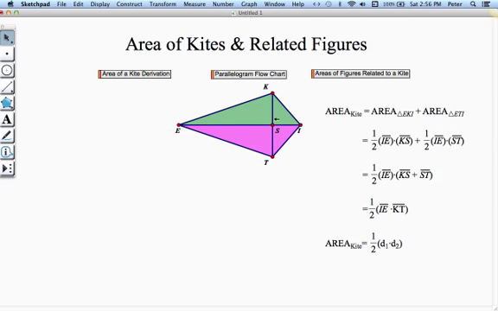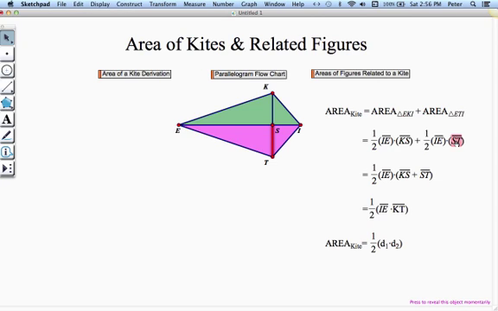If we were to break up a kite into those two triangles, the triangle EKI and the triangle ETI, then the area of the whole kite would equal the sum of the areas of those two triangles. The area of triangle EKI would be 1/2 EI times KS. So EI would be the base and KS would be the height. Then we would add the area of triangle ETI, which would be 1/2 EI again, times the altitude ST.